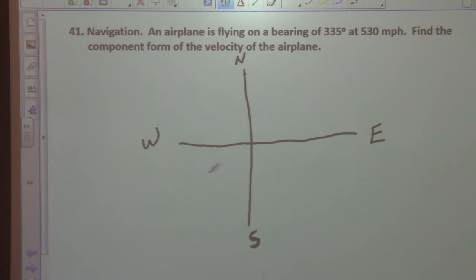Okay. So for purposes of continuity, I want to stick with our standard position angle format instead of the azimuth one. And so if we have an airplane flying on a bearing of 335 degrees at 530 miles per hour, 360 is over here, so 335 degrees is going to be approximately over here. So here's our 335 degrees, like this.